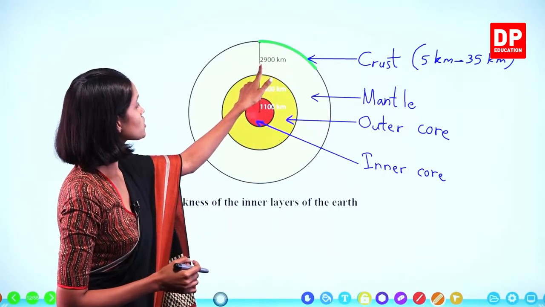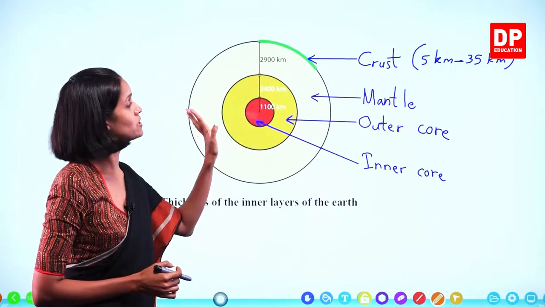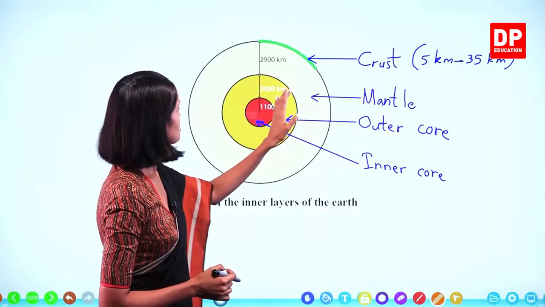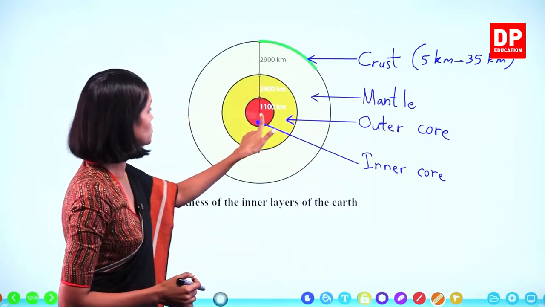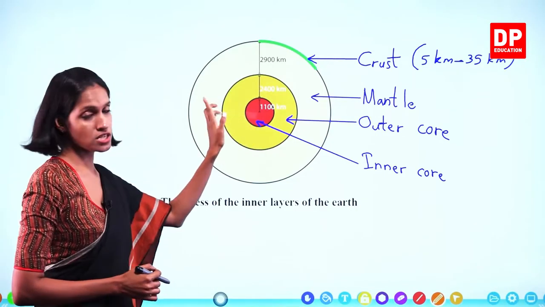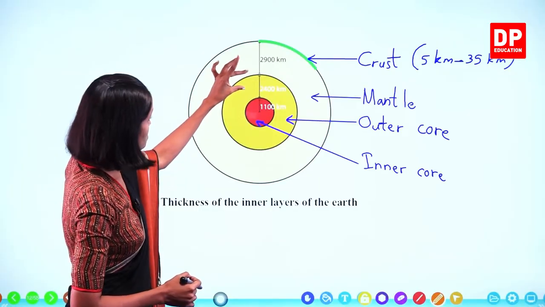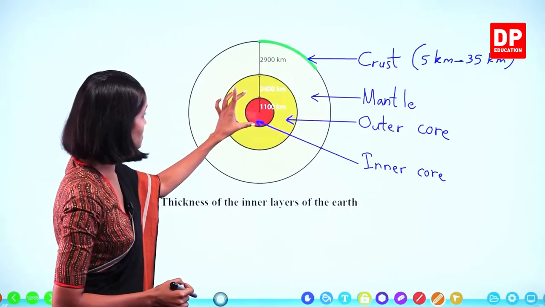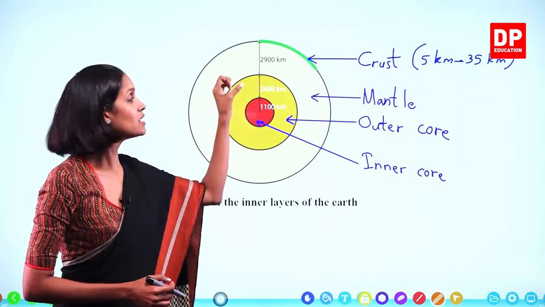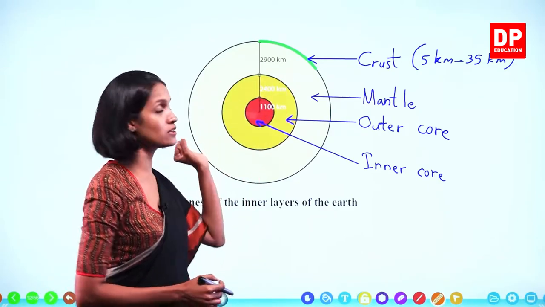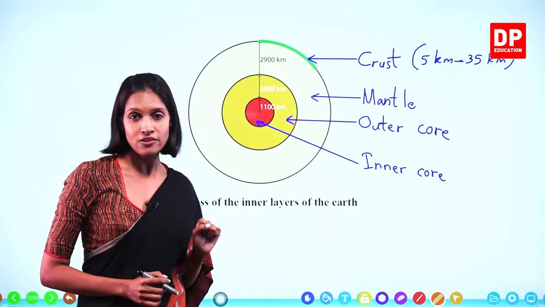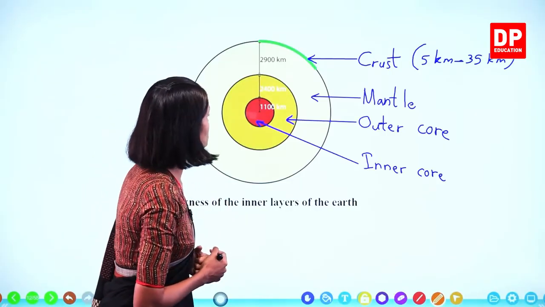Mantle thickness is 2,900 kilometers, right? Outer core, 2,400 kilometers. Inner core, 1,100 kilometers. So 2,400 and 1,100 kilometers together, it makes 3,500 kilometers of the total thickness of the core. Right, we'll move on to the next, children.